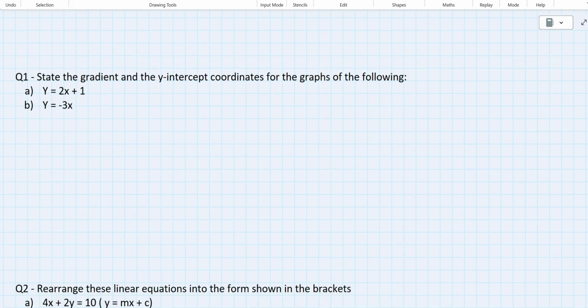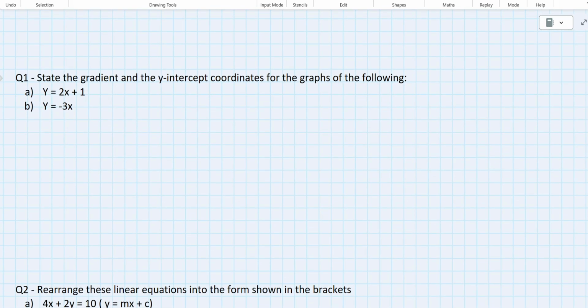So the first question says, state the gradient and y-intercept coordinates for the graphs of the following. Okay, so we're looking for our m and our c, and our c will be in the coordinate form of 0, c, or obviously x, y, because with our y-intercept, x is always 0, and y is the point at which it hits the y-axis. So for the first one, for A, our gradient is 2, and our y-intercept is 1, so the coordinate will be 0, 1.